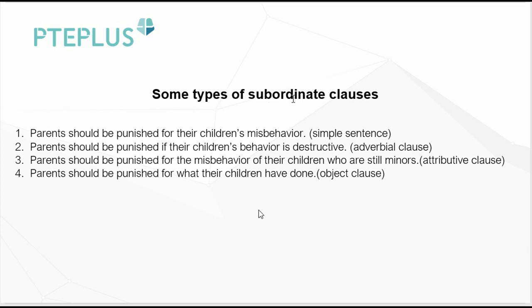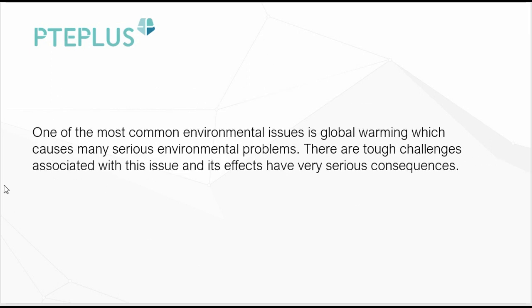So it's nice and easy to talk about this in terms of lists, but what does it look like in an actual written passage? Here, we've got a passage. One of the most common environmental issues is global warming, which causes many serious environmental problems. Can you try to guess what the clauses are, as well as what type of subordinate clause this is? Excellent. Yep, you're right. It's an example of an attributive clause.